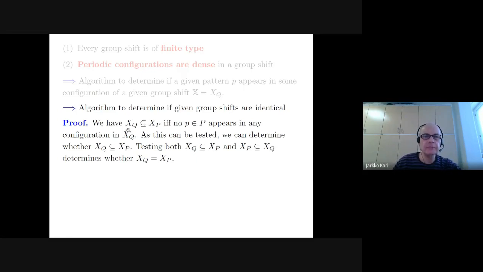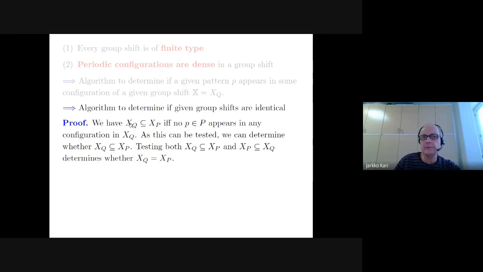Namely, suppose somebody gives you two group shifts, X_Q and X_P. Q and P are finite sets of forbidden patterns. Now what you do is check for each forbidden pattern in P whether that pattern appears in X_Q. We can do that by the algorithm that I just discussed previously. So for any pattern in P, we can test whether it appears in some configuration of X_Q. If none of them appears in X_Q, then we know that forbidding these elements in P does not forbid any of the elements in X_Q. So X_Q is a subset of X_P.